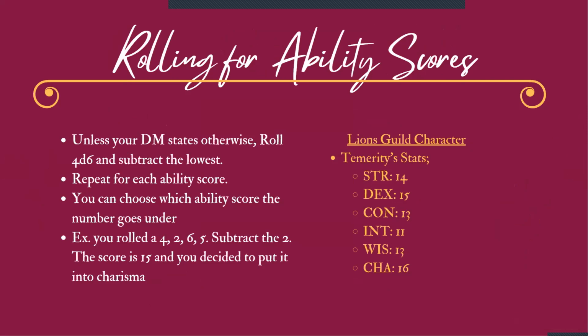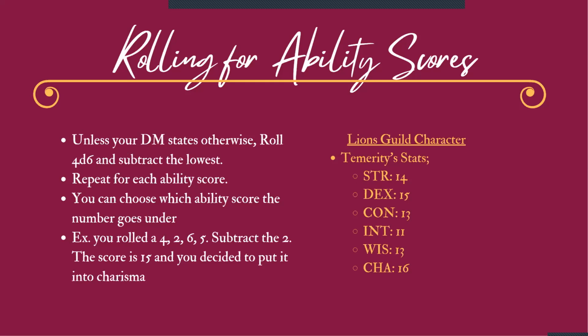Sure. So when you're starting out your character, in order to determine your ability scores, how it's usually done is that you roll 4 d6s, unless the DM states otherwise, and you subtract the lowest. And you repeat this for every single ability score that you do. And then you also get to choose where these numbers go. So it doesn't have to be in order.